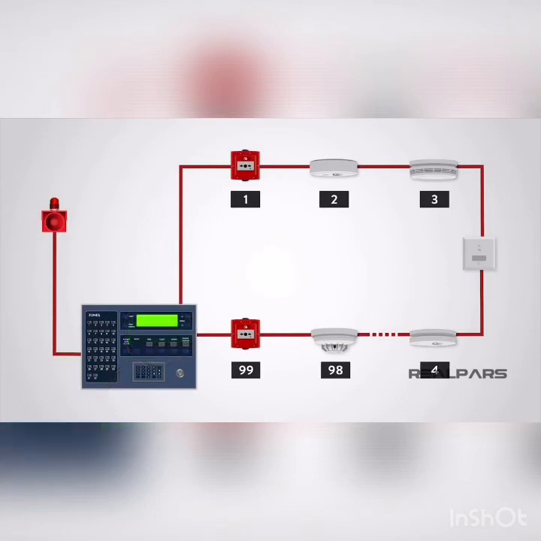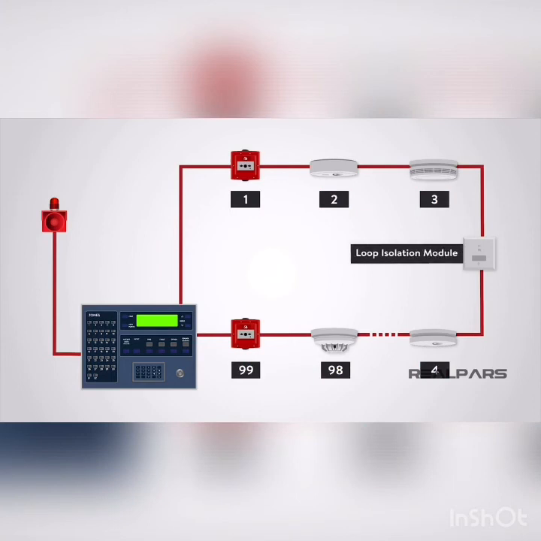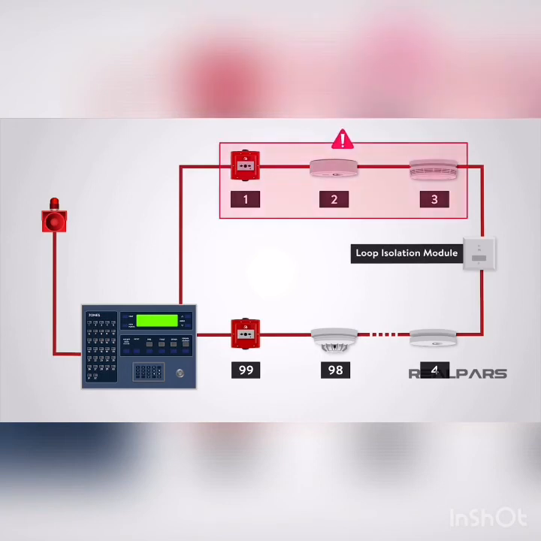The detection circuit is wired as a loop, and up to 99 devices may be connected to each loop. It is common for the loop to be fitted with loop isolation modules, so that the loop is sectioned in order to ensure that a short circuit or single fault will only cause the loss of a small part of the system, allowing the rest of the system to function normally.